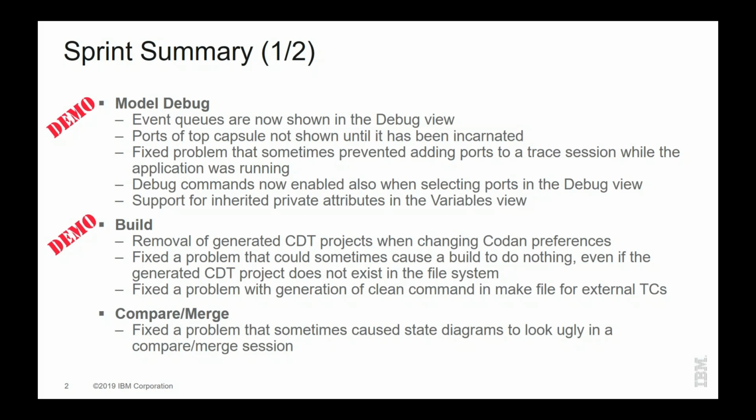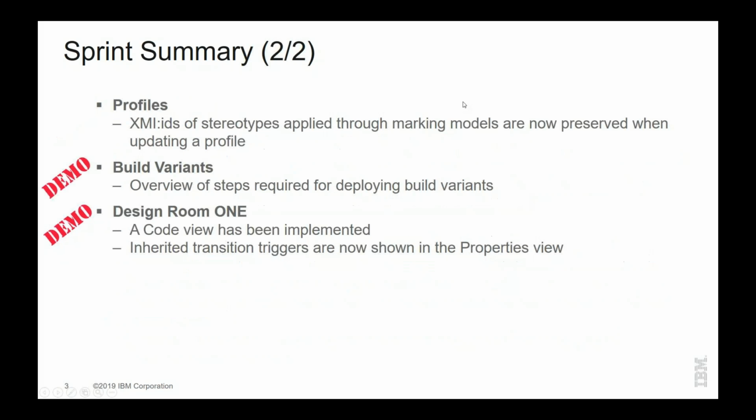Then we did fix a problem in compare merge. It was related to state diagrams that could sometimes look ugly in a compare merge session. A long time ago, we fixed a problem related to changed XMI IDs of stereotype applications when updating a profile. And in this sprint, we got a report of a similar problem that applied when the stereotypes were applied through marking models. So now we fixed that also.